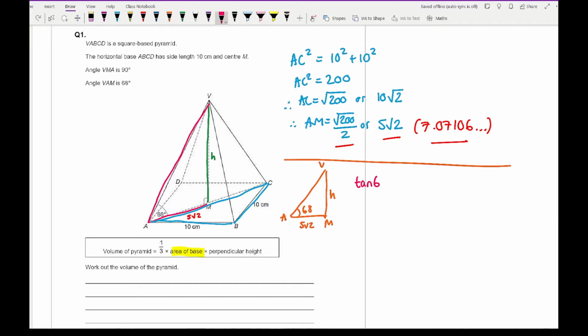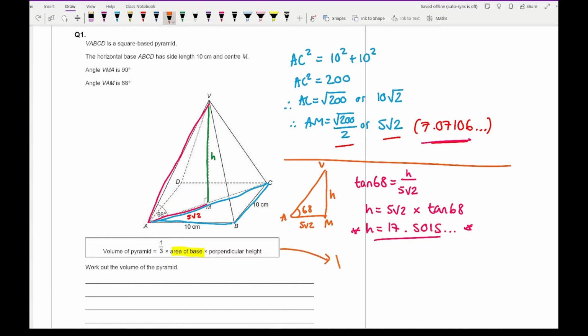So I've got tan 68 equals the opposite, which in this case is H, over the adjacent, which is 5 root 2. So then H equals 5 root 2, or you could write 7.07106, it's entirely up to you, multiplied by tan 68. And if I type that all into my calculator, I get an H value of 17.5015, and that continues. So there is my height value. From this, I can now substitute all of this into the formula to work out what the volume is going to be.